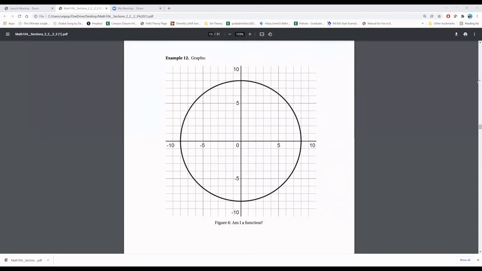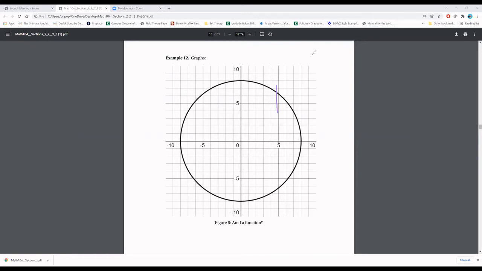So here we have a circle. The circle centered at the origin, like example 10. If I start drawing vertical lines, in fact, I hit the graph twice at any point I choose. Here, I will hit the graph twice. Here, I will hit the graph twice. This is not a function.